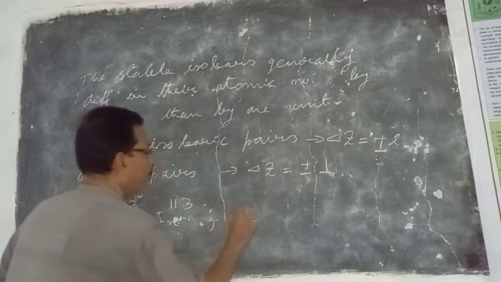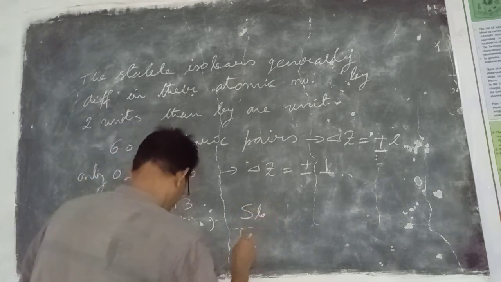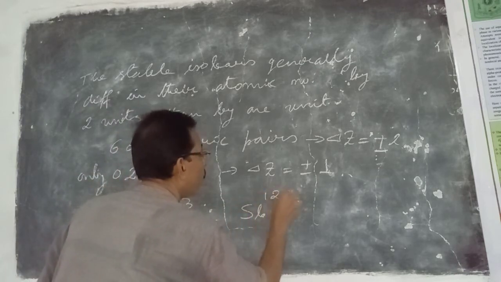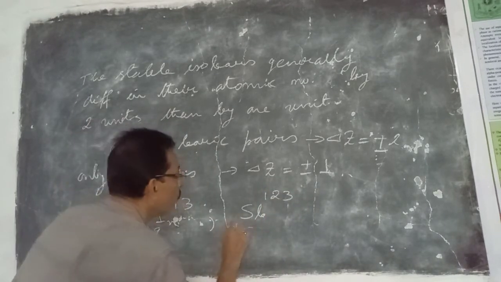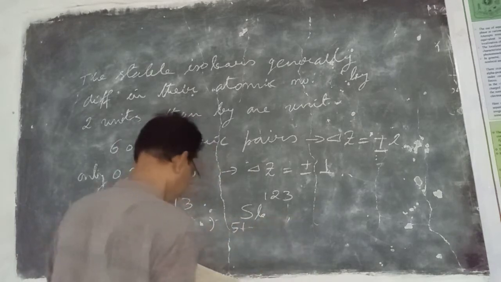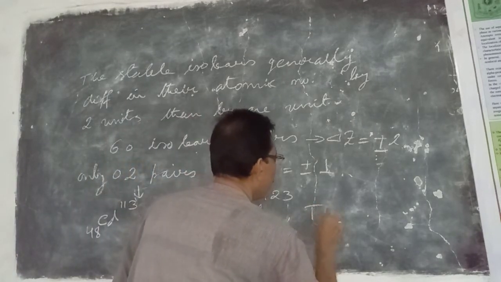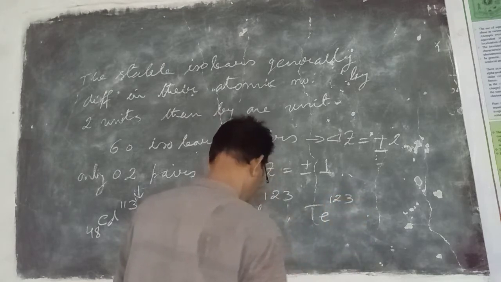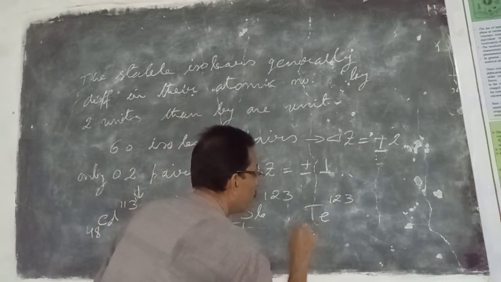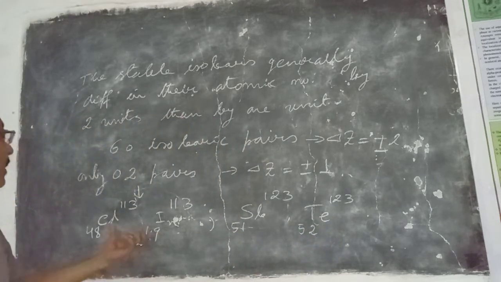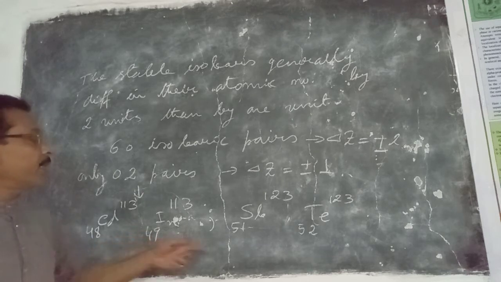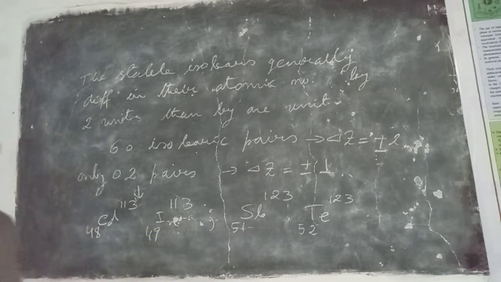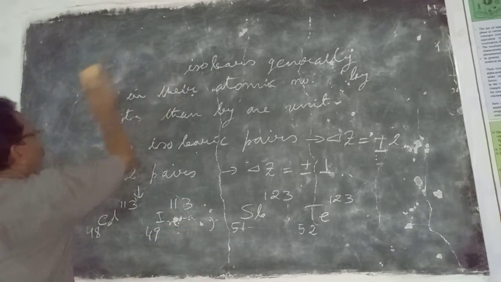Another pair is antimony 123 with Z 51, and tellurium 123 with Z 52. So these are the 2 pairs which are stable. You see their mass number is the same, but the atomic number differs by 1 unit. So A equal to 113 and 123 are the 2 exceptions, but they are stable.